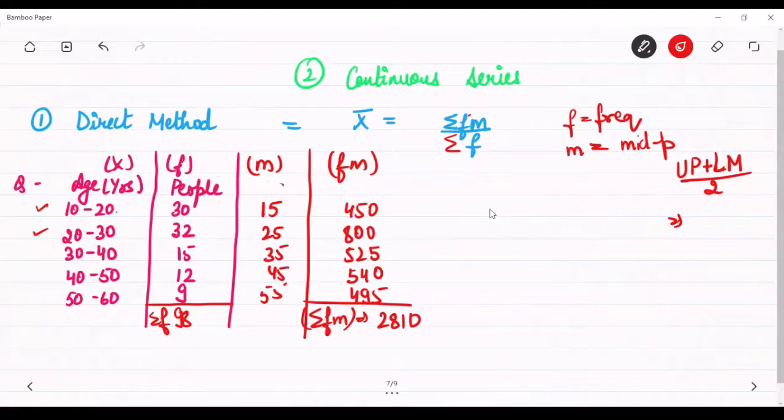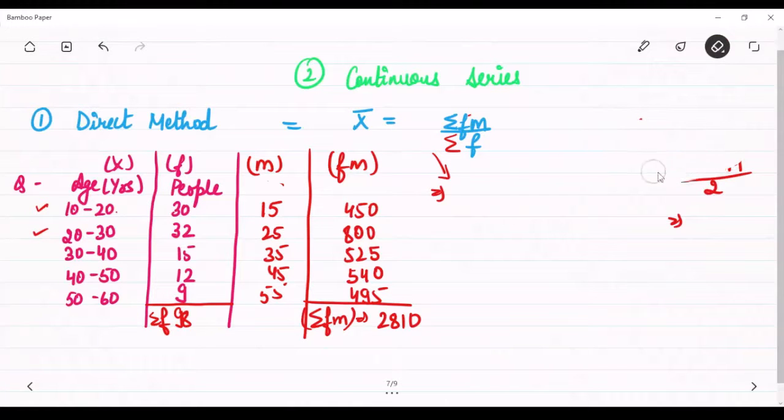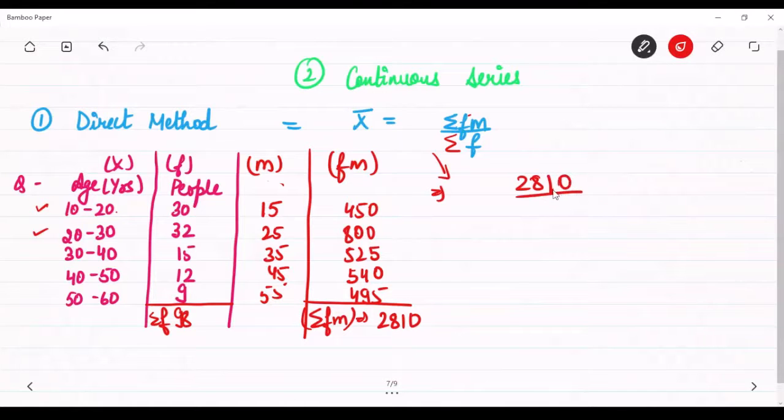Let's put the values in the formula. This was the formula. Let me rub it out. I hope you have written it down. So the formula is sigma FM upon sigma F, where we have 2810 as summation of FM and the summation of F is 98. Here the answer that we are going to get is 28.7. So this is the mean under the direct method for the continuous series.